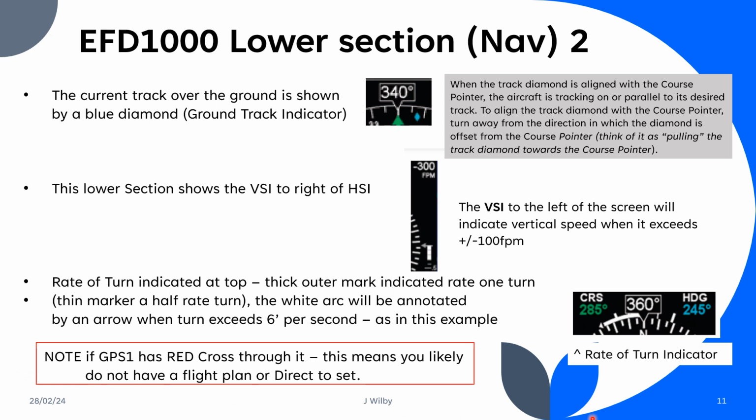Just one thing to note. If the GPS 1 or the GPS indication at the bottom of the HSI has a red cross through it, this likely means you actually don't have a flight plan or a direct to set. It's not that there's a fault with the GPS, but the GPS relies on something coming from the Garmin to say, where do you want to go? So typically when you initially start taxiing, you'll notice a red cross through that if you haven't got a flight plan on there.